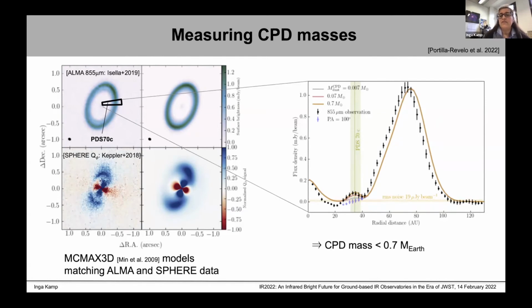And so we did that using the typical planet parameters that have been estimated also from H-alpha observations. And what we find is that this circumplanetary disk has a mass of the order of 0.7 Earth masses or less. And this is enough to form a moon system like around Jupiter, for example.